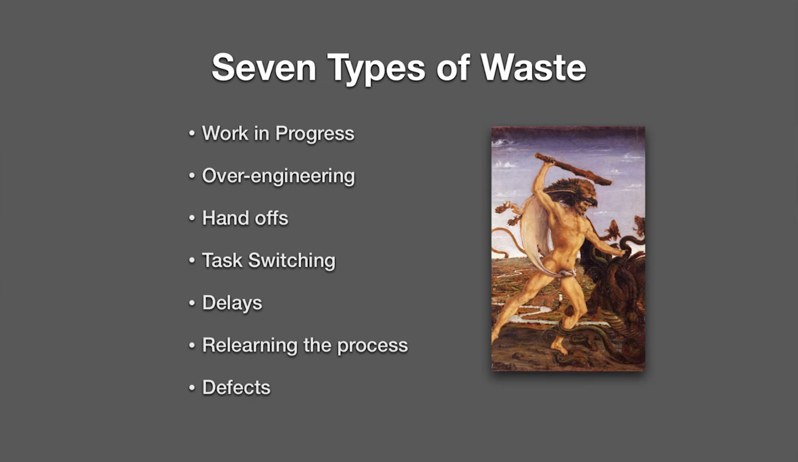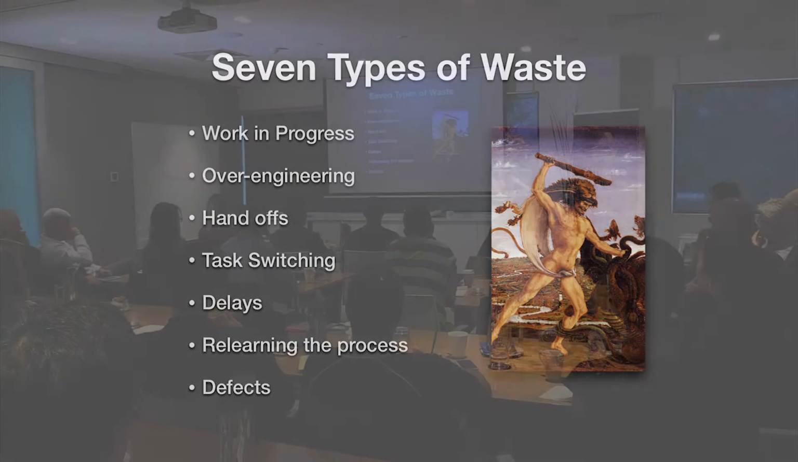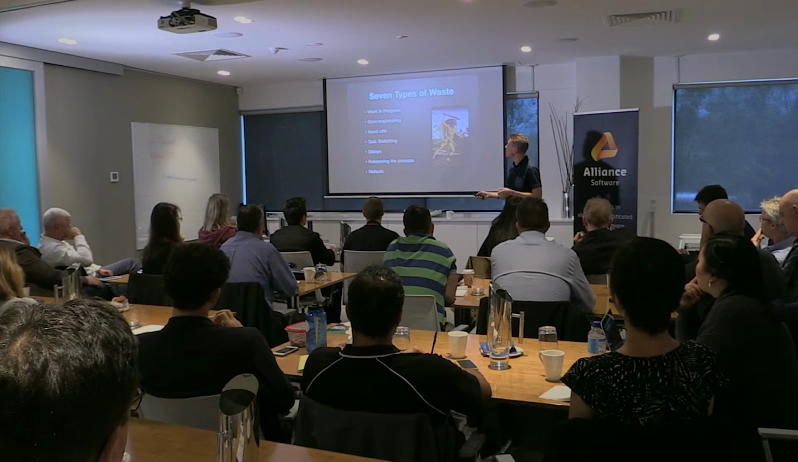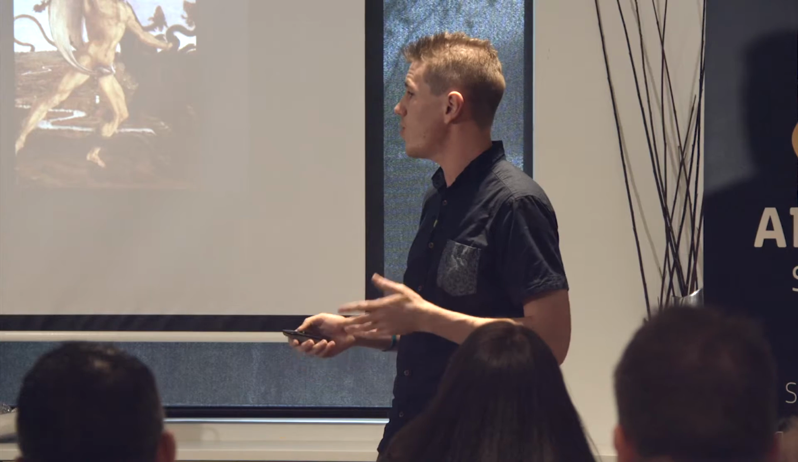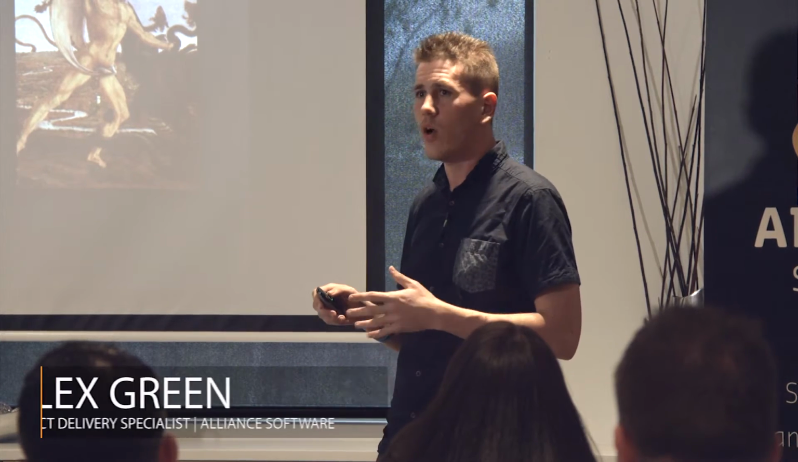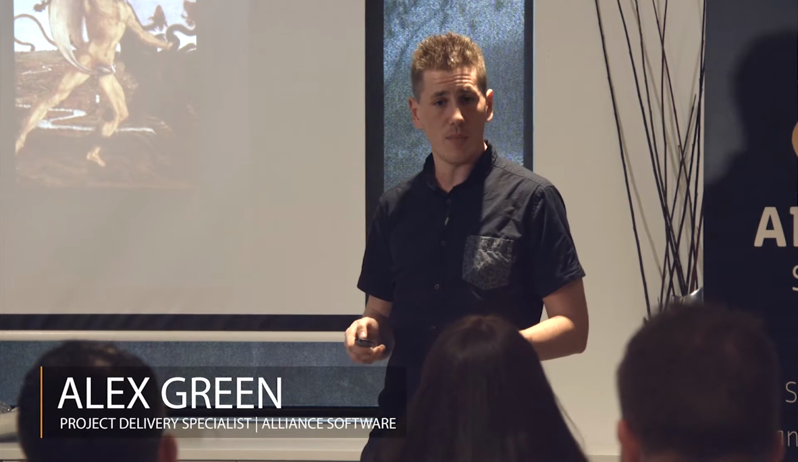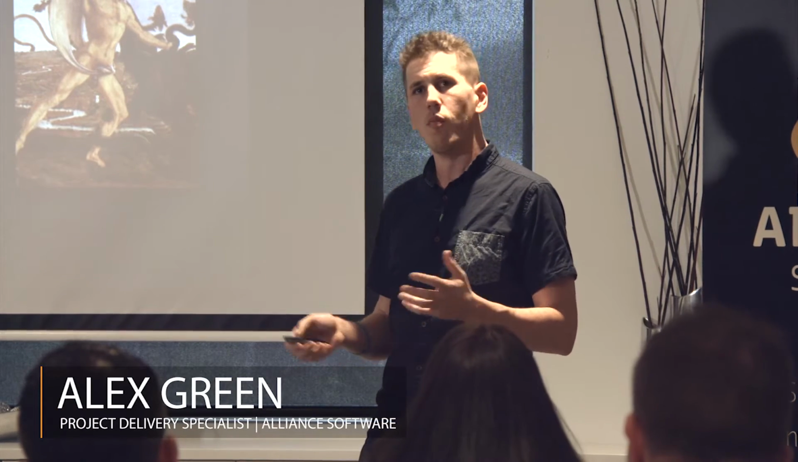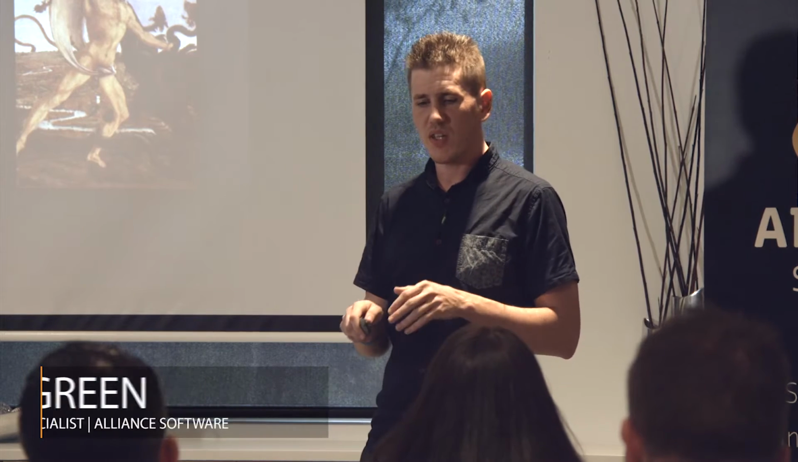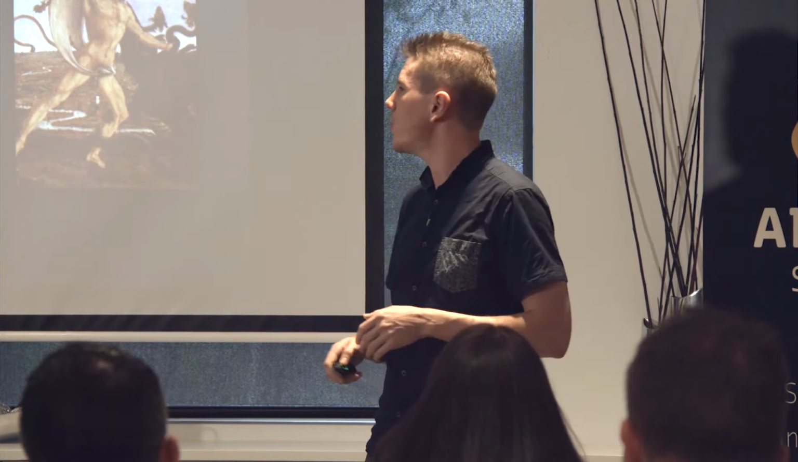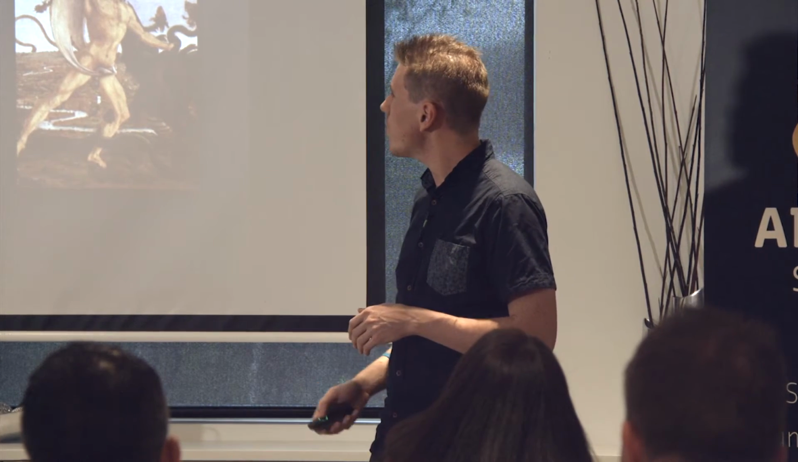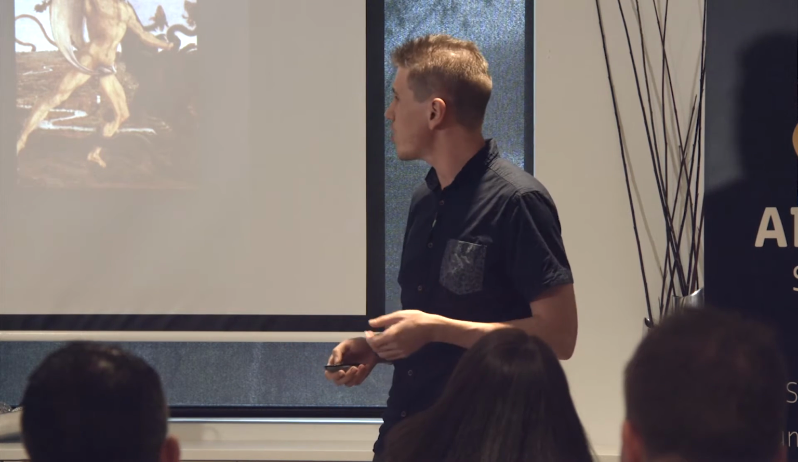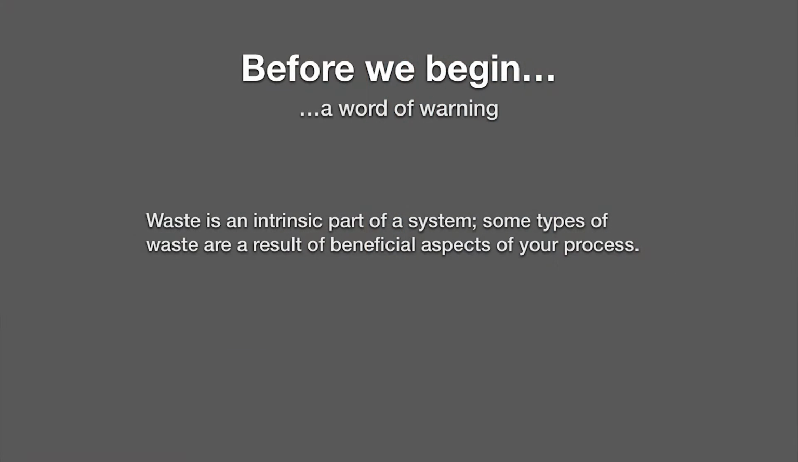There are 7 broad types of waste that we're going to talk through. Work in progress, over-engineering, handoffs, task switching, delays, relearning the process, and defects. And as we go through them, you're going to notice that there is at times a reasonable amount of overlap between them, or you may be able to think of a specific example in your projects where there's a bit of blurring between multiple types. But these general definitions will cover pretty much everything you'll encounter in your projects.